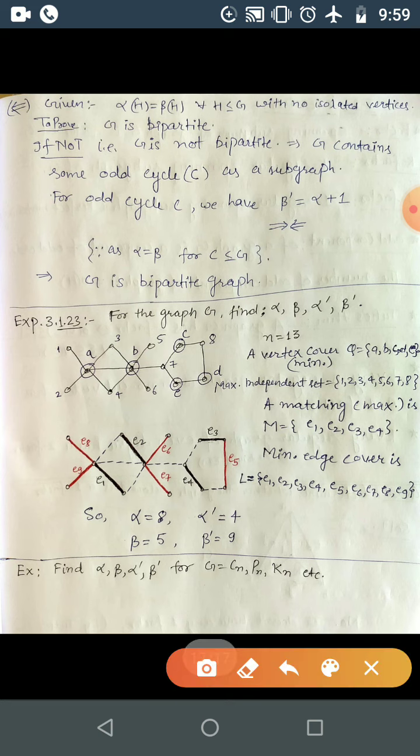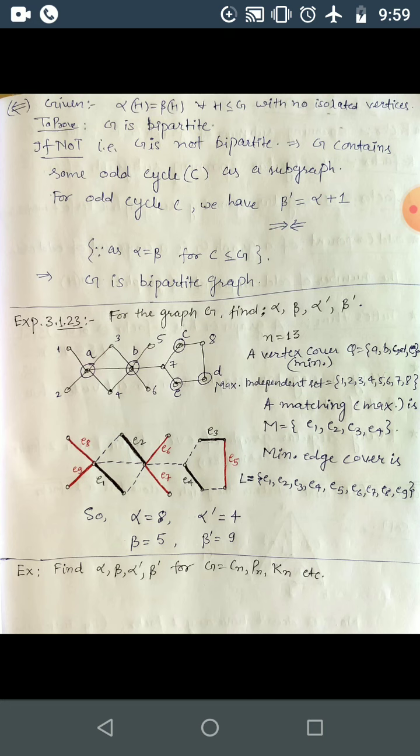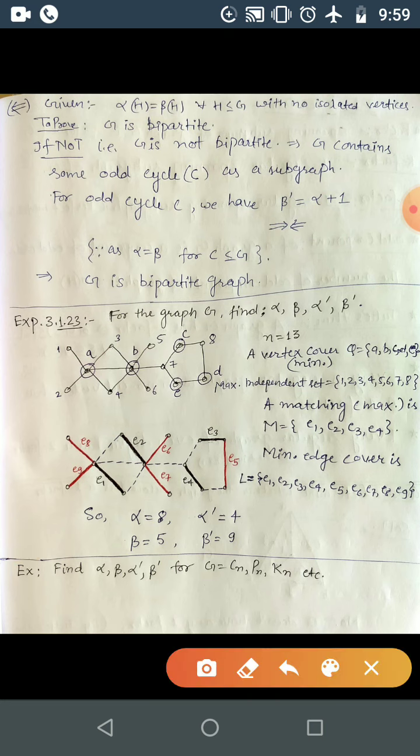Yeah, and one example is left, that is for the graph, this graph is given, find beta dash, alpha dash. So for this graph n is 13, that is the 13 order graph is this one. So minimum vertex cover is given by these vertices. These vertices are covering all the edges of this graph. So here A, B, C, D, E. This is the minimum vertex cover.